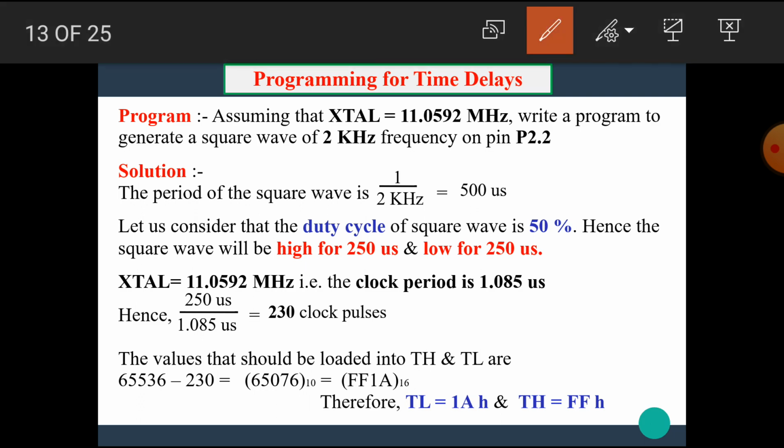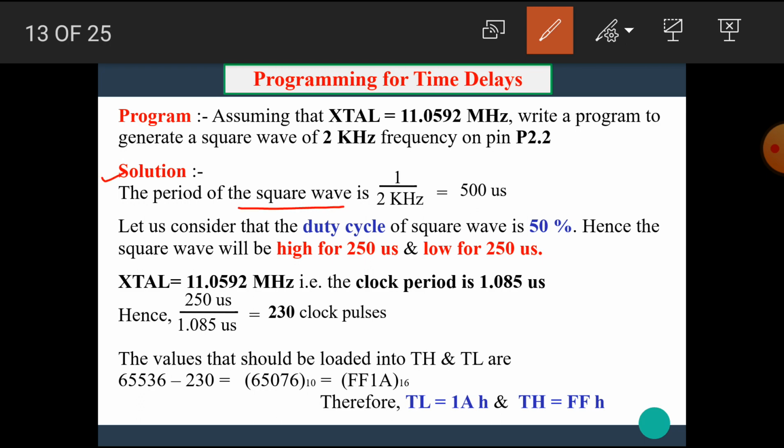Assuming that the XTAL equals 11.0592 MHz, write a program to generate a square wave of 2 kHz frequency on pin P2.2. That means here the crystal frequency is given, which is 11.0592 MHz, and we have to write a program to generate a square wave of 2 kHz frequency on pin P2.2. Okay, then let's see the solution.